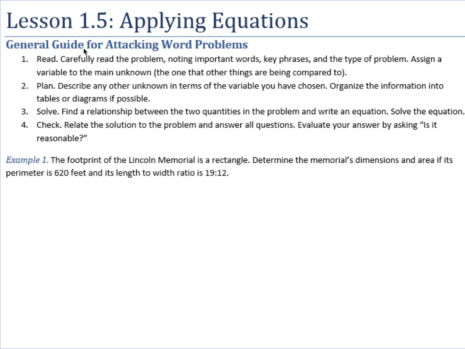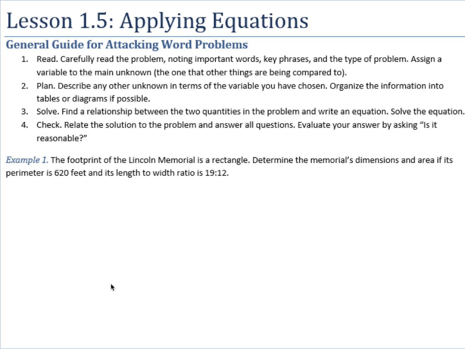So you want to read carefully, noting important words, key phrases, the type of problem, if that fits, and assign a variable to the main unknown. And that's the one that other things are being compared to. Next, we're going to make a plan. So if there's any other unknowns, we're going to describe any other unknowns in terms of the variable we've chosen. And we're going to organize the information in tables or diagrams, or even draw a picture if possible. We might even draw a picture up in the first part.